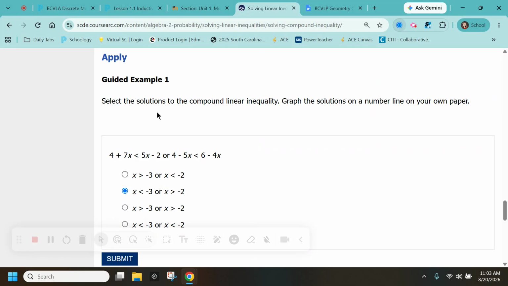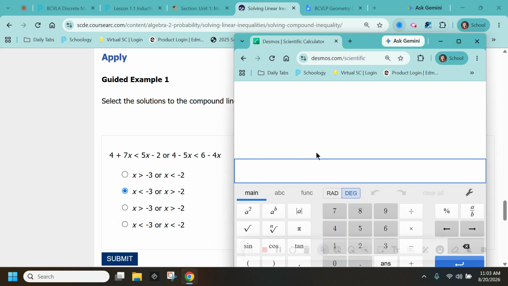Select the solutions to the compound linear inequality. Graph the solutions on a number line on your own paper. So there's already an "or" between it. It is just two inequalities, and so we are going to just simplify both. So start with the first one: 4 plus 7x less than 5x minus 2.